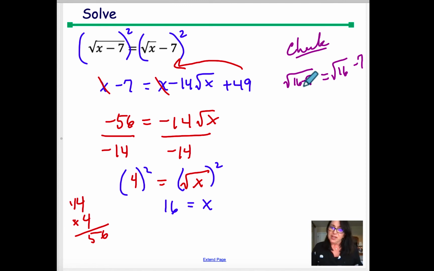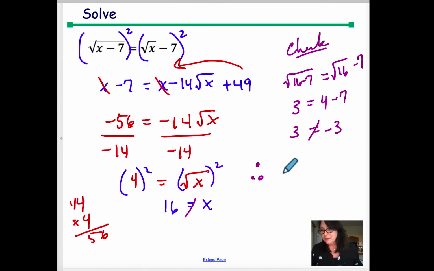Square root of 16 minus 7 is 9. Square root of 9 is 3. And then here, the square root of 16 is 4. 4 minus 7 is negative 3. Does negative 3 equal 3? No. So therefore, it cannot equal that. So what that means is, for my x value, I have no solution, and my extraneous answer is 16.